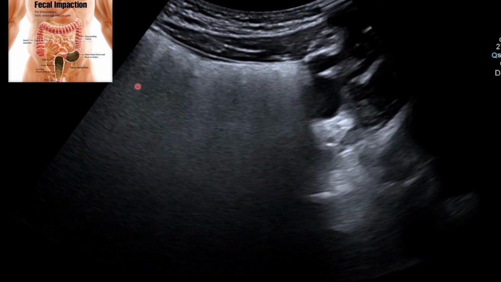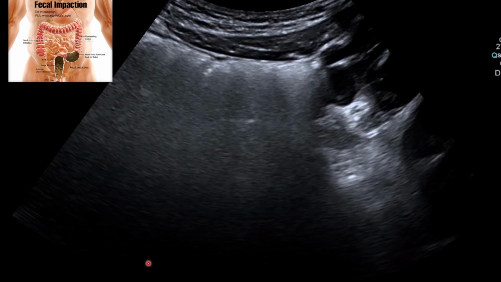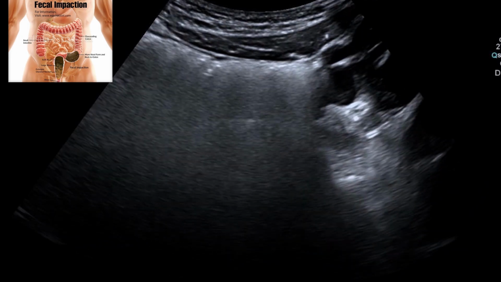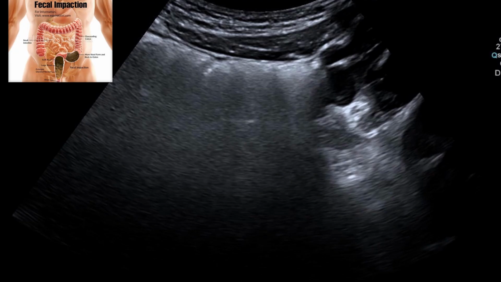So if you look here, you can see what we have here. This is classical fecal loading. You can see the contents in the intestine there, and you can see there's a dirty shadow as you go down like that.